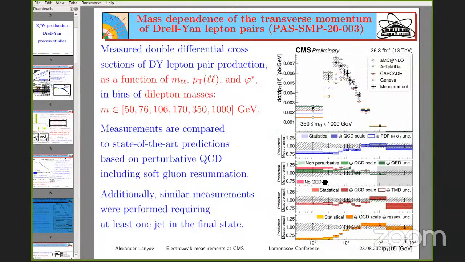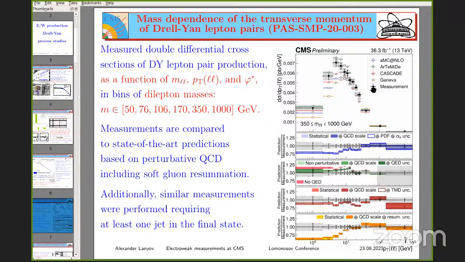So I continue with the Drell-Yan analysis, a little bit different type. Here it is done on the mass dependence of transverse momentum. What was measured, as a function of pT or phi star, is the double differential cross section in bins of dielectron mass from 50 to 1000 GeV. And this plot is for the last bin, between 350 and 1000 GeV.